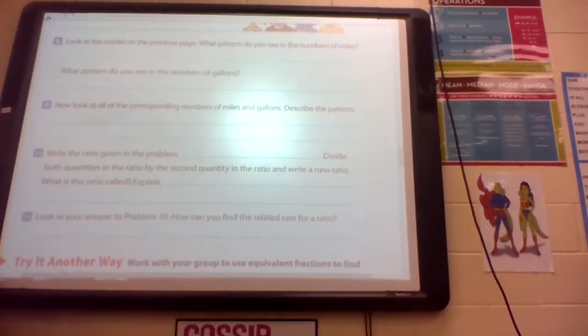What pattern do you see in the number of gallons? What happens to the gallons? Add 1. Good. The gallons are 1 more than the previous one, so you're adding 1 each time. Now look at all the corresponding numbers of miles and gallons. So describe that pattern. Looking at the miles, looking at the gallons.